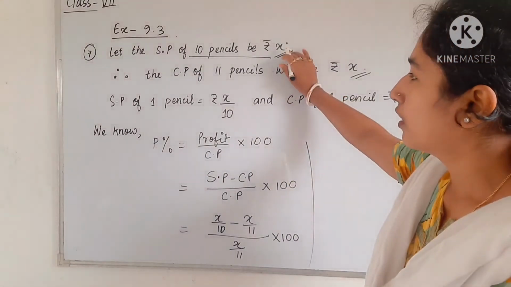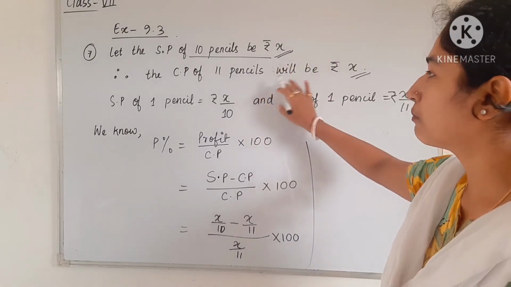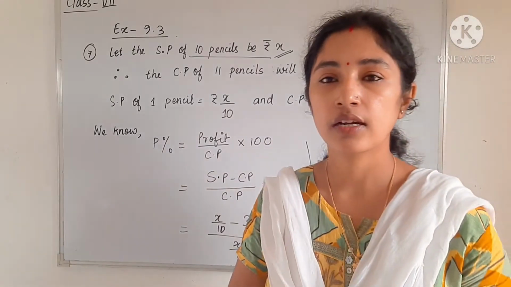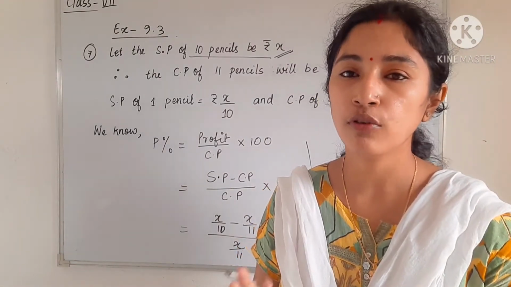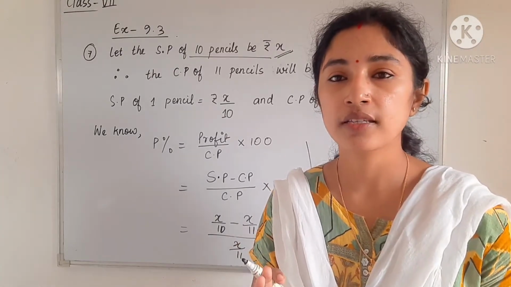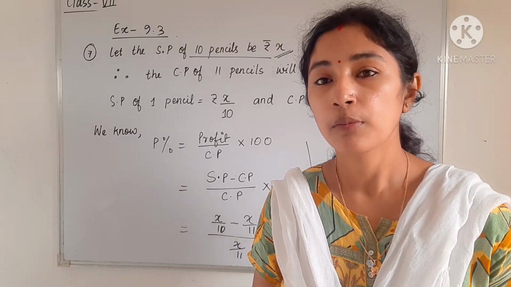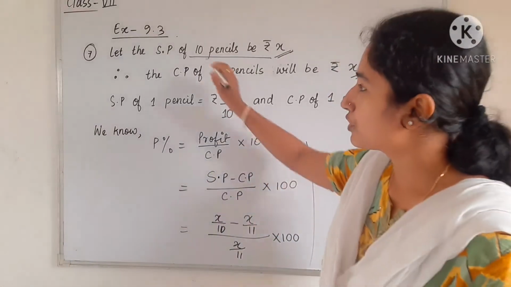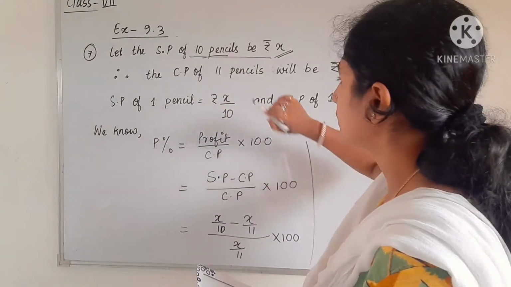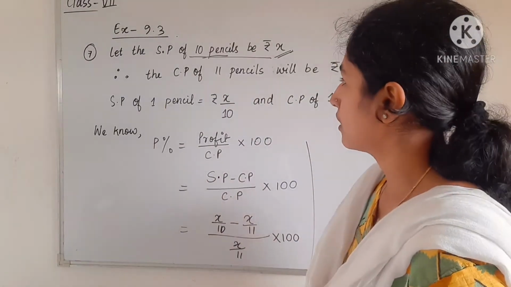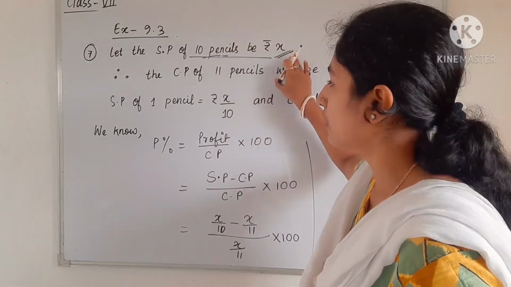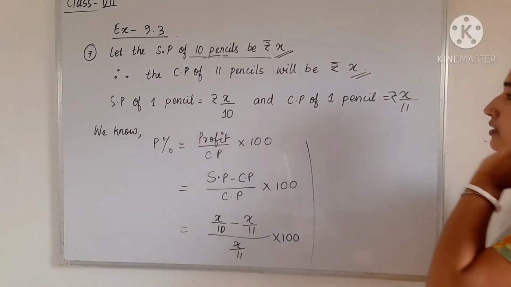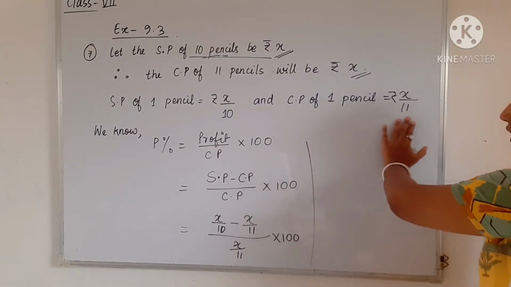SP of 10 pencils I have taken rupees X, and CP of 11 pencils will also be equal to rupees X. So you can see in question number 7 it is already given that SP of 10 pencils is equal to the CP of 11 pencils. Okay, the cost price and the selling price are the same, but the quantity of items is different in both the cases. In the first one the quantity is given as 10 pencils and in the second the quantity is given as 11 pencils. So see, if for 10 pencils SP is given, we can easily find the SP of 1 pencil, that will be rupees X by 10. Similarly, the CP of 1 pencil will be rupees X by 11.